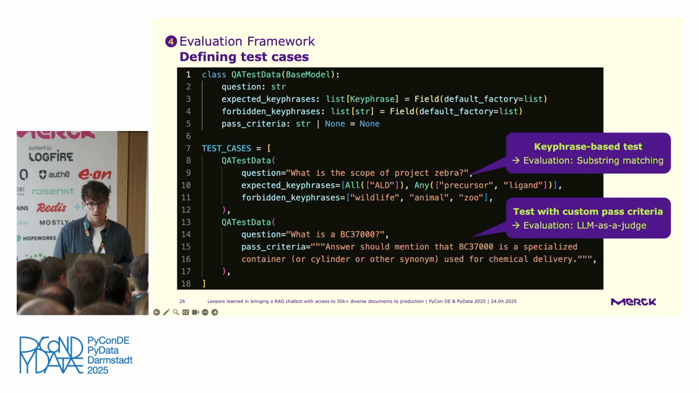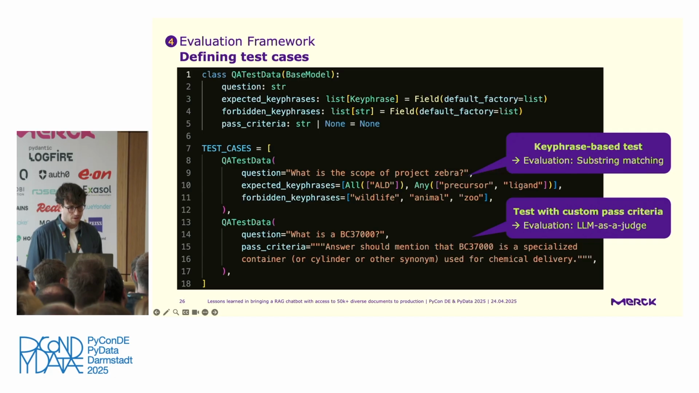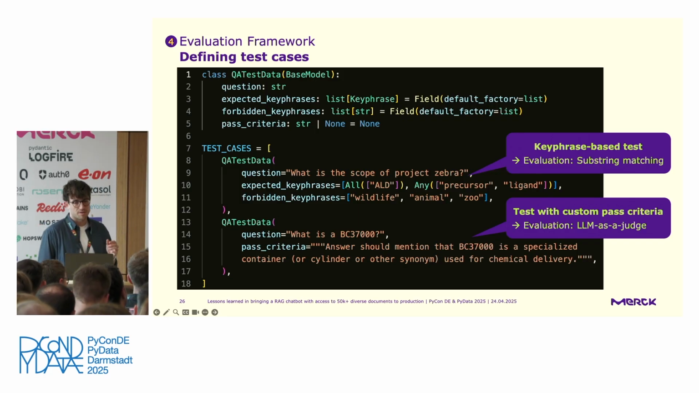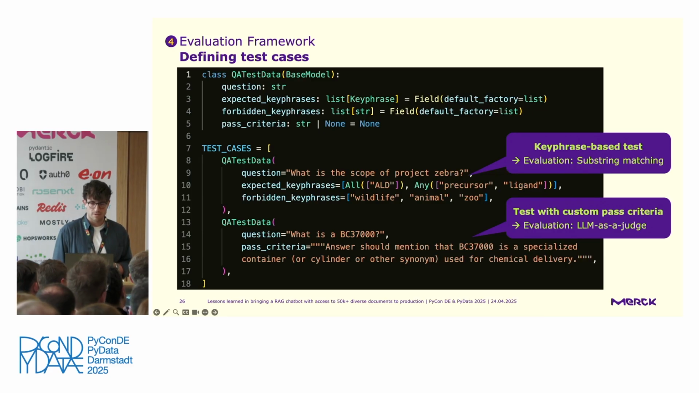And then we also have these more advanced LLM-as-a-judge tests, and you can see an example here. For the second question that I showed before, what is a BC 37000? We can just define as pass criteria a slightly reworded version of the user feedback that we received. So here, stating, answer should mention that BC 37000 is a specialized container or cylinder or other synonym used for chemical delivery. And as mentioned, we evaluate this using LLM-as-a-judge with this custom pass criteria. I will now provide more details on how this works.